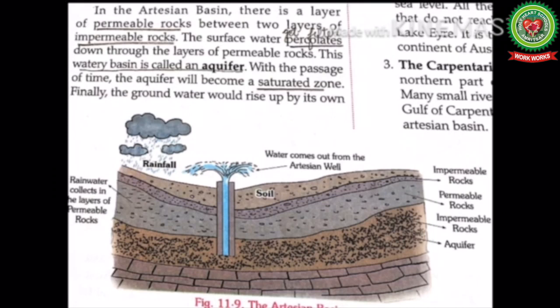In the Artesian Basin, there is a layer of permeable rocks between two layers of impermeable rocks. The surface water percolates down through the layer of permeable rocks. By the word percolates we mean seeps down or gets filtered. This watery basin is called an aquifer. With the passage of time, the aquifer will become a saturated zone. Finally, the groundwater would rise up by its own pressure, which will lead to the formation of an artesian well.